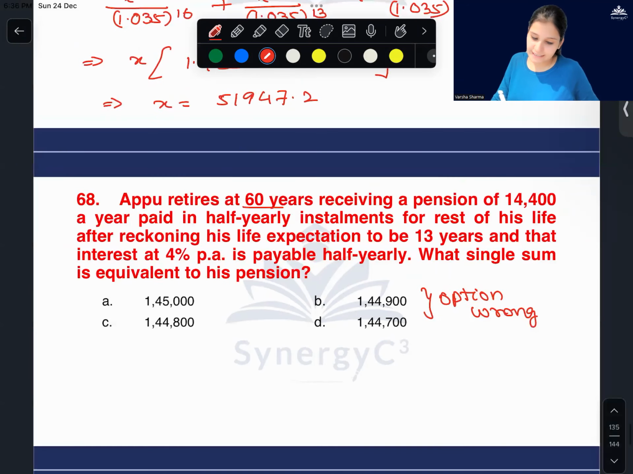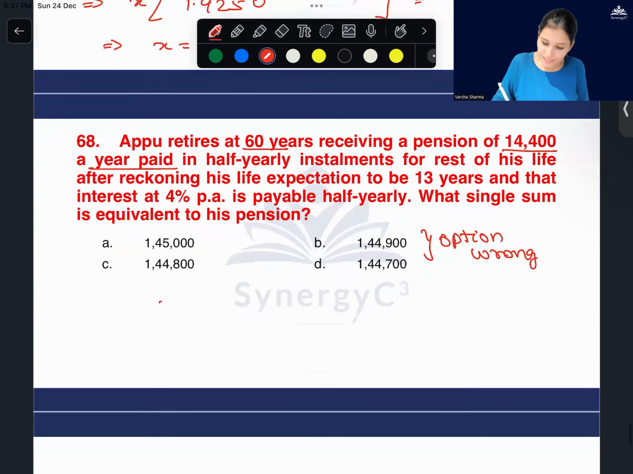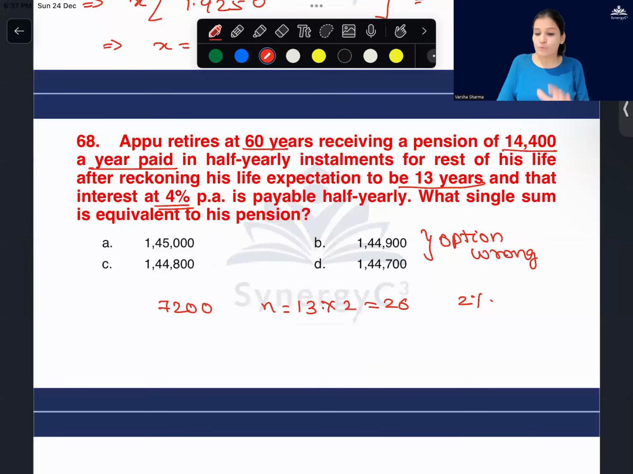So for retires at 60 years, receiving a pension of 14,400 a year. But in half year, how much will it get? 7,200? Yes or no? In one installment, he is going to get an amount of 7,200. For the rest, it is going to be 13 years. So the number of years is 13, and the installments will be double of it. Interest 4% payable half yearly, so it becomes 2%. What single sum is equivalent to his pension? Today, I'm going to get this 7,200 after every half year for a period of 13 years.